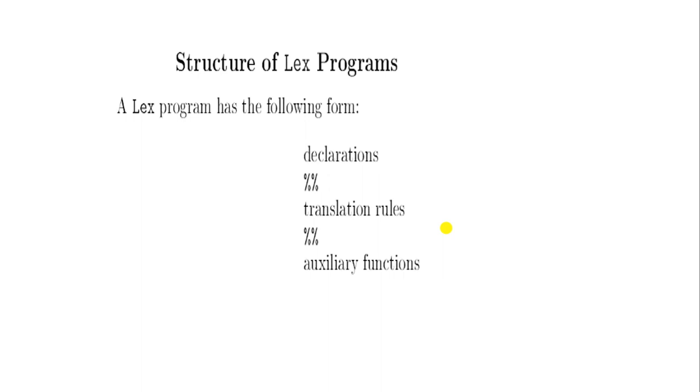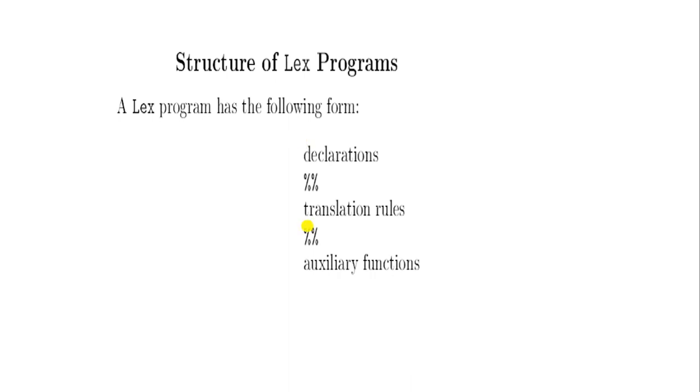The next thing we are going to study is the structure of a Lex program. The structure of a Lex program is divided into three parts: the declarations part, the translation rules and the auxiliary functions. Inside the declarations part, all the variables you are using, the manifest constants and the regular definitions are declared.